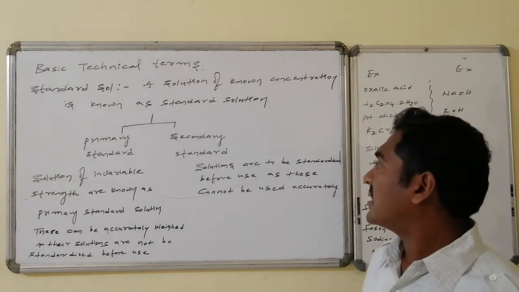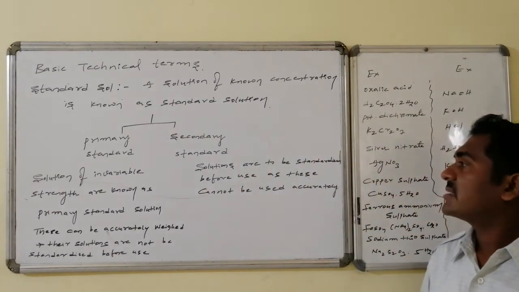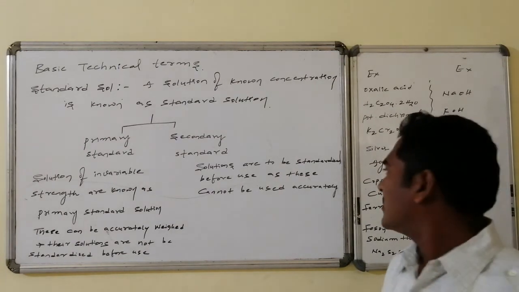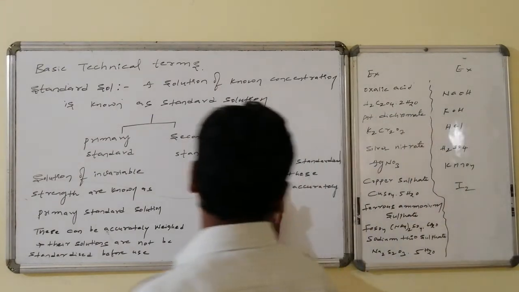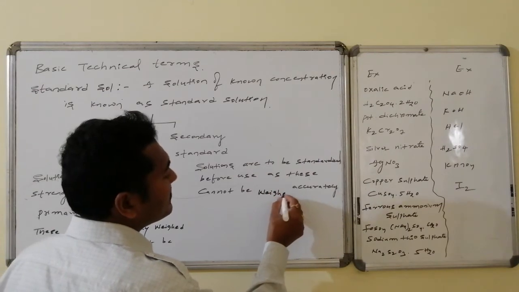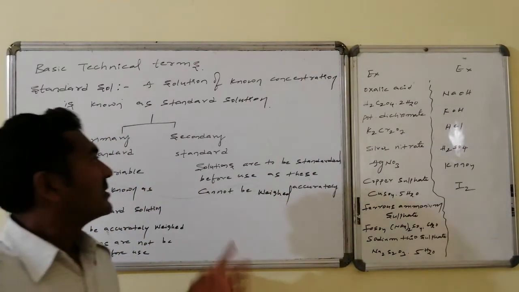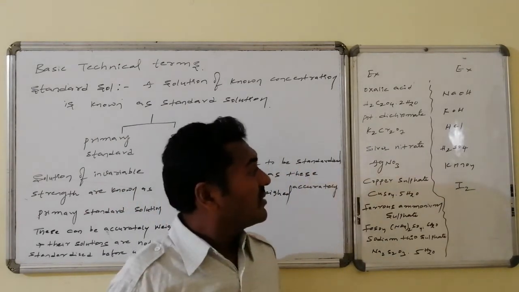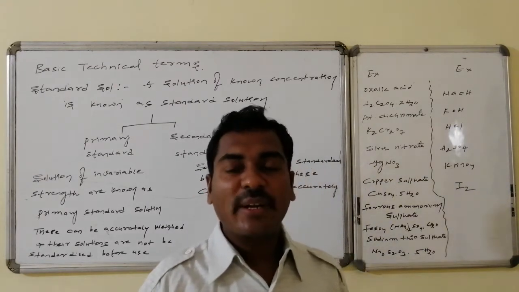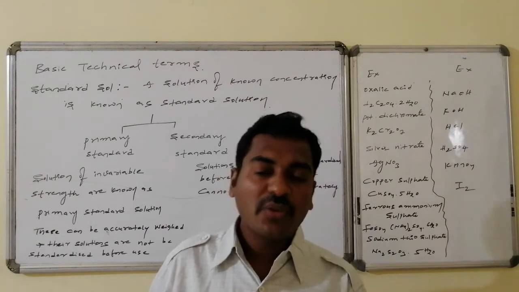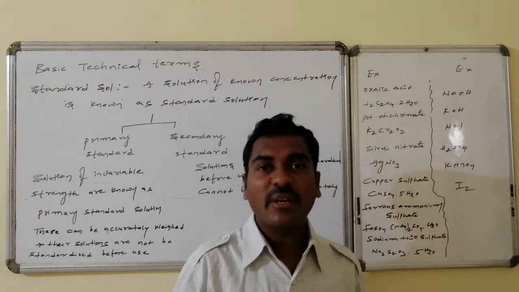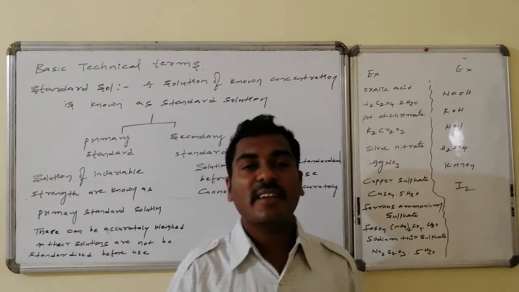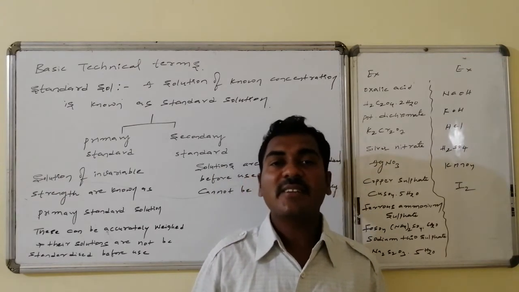These solutions have to be standardized before use, and they cannot be weighed accurately. Such kind of solutions are said to be the secondary standard solutions. Examples are sodium hydroxide, potassium hydroxide, HCl, sulfuric acid, iodine, KMnO4. Whatever solution you make, their concentration does not remain constant. Before going to the reaction, we have to cross-check whether it is maintaining the same concentration or some other concentration. Such variable concentration solutions are known as secondary standard solutions.